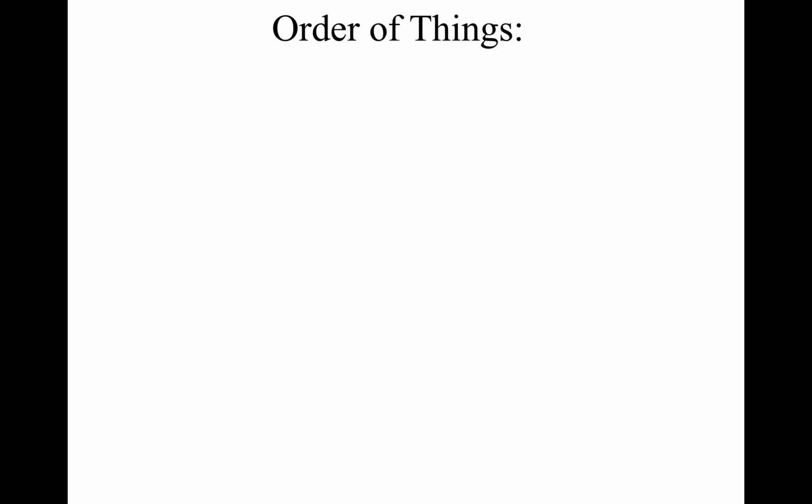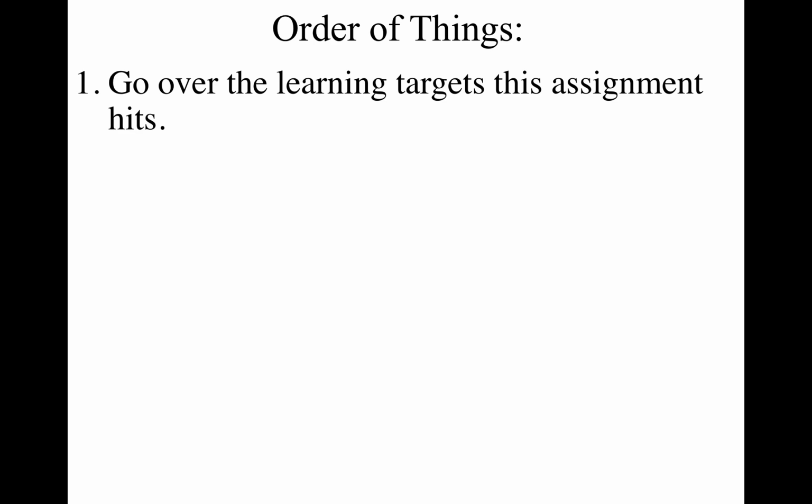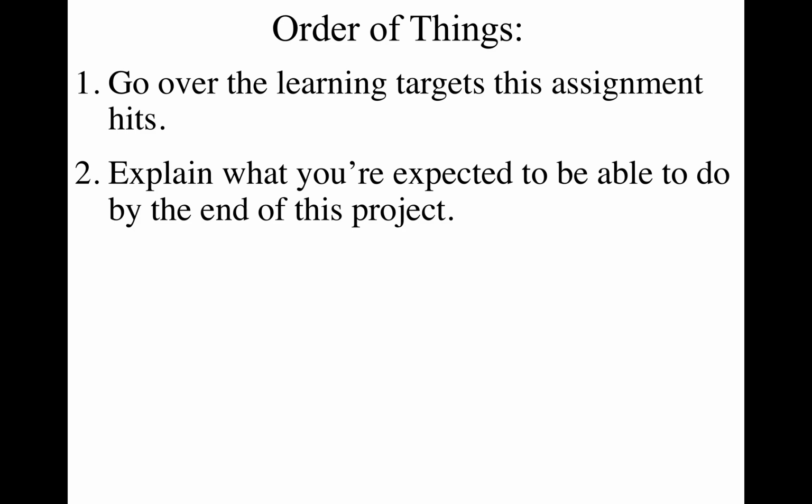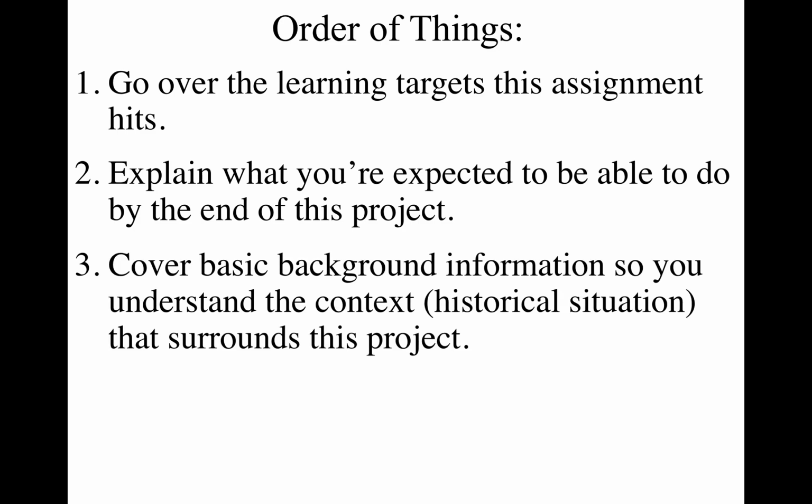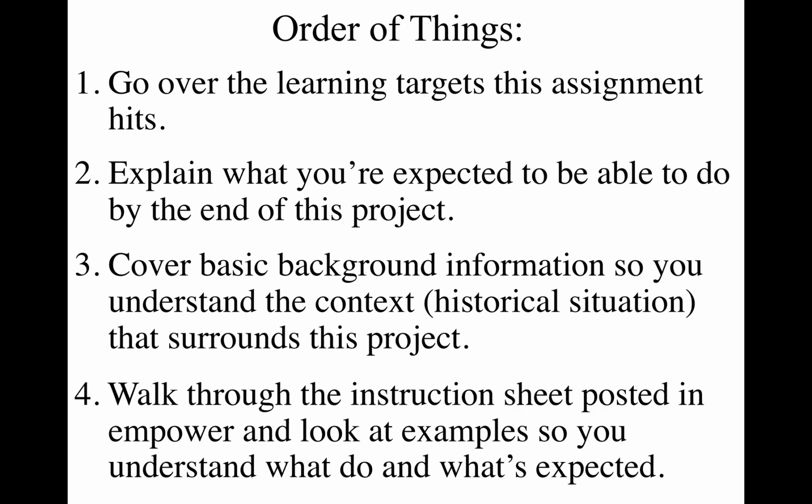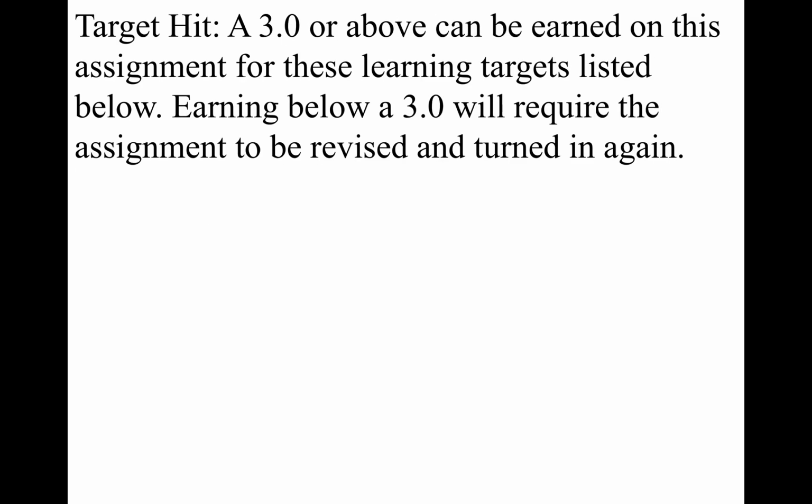In terms of the order of things, first, we're going to go over the learning targets that this assignment hits. Second, we're going to explain what you're expected to be able to do by the end of this project. Third, we're going to cover some basic background information so you understand the context, that is to say, historical situation that surrounds the time period this project focuses on. And last, we're going to walk through the instruction sheet posted in Empower and look at some examples so you understand what to do and what's expected of you.